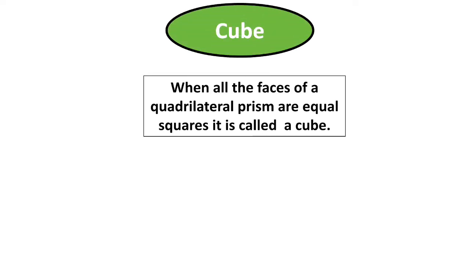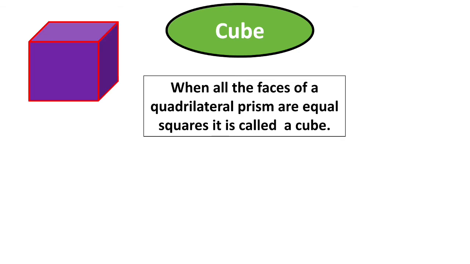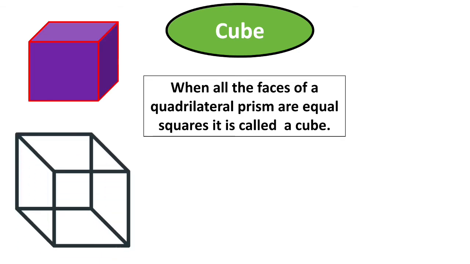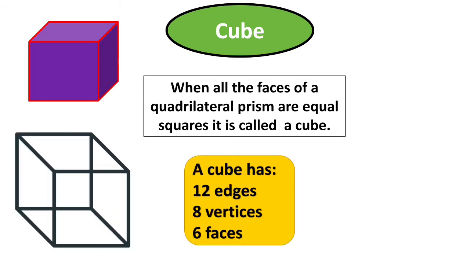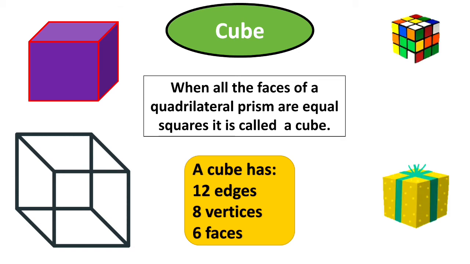Now children, cube. When all the faces of a quadrilateral prism are equal squares, it is called a cube. So this figure is known as a cube. A cube has 12 edges, 8 vertices and 6 faces. Cube and cuboid have the same edges, vertices and faces. This is also another example of a cube.